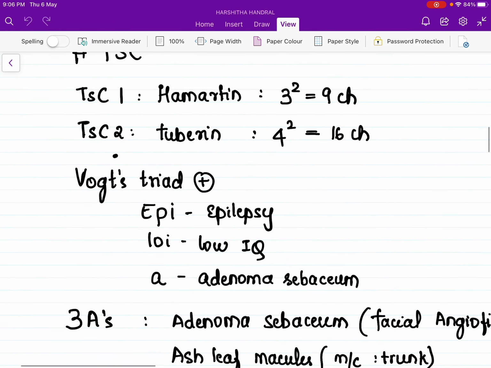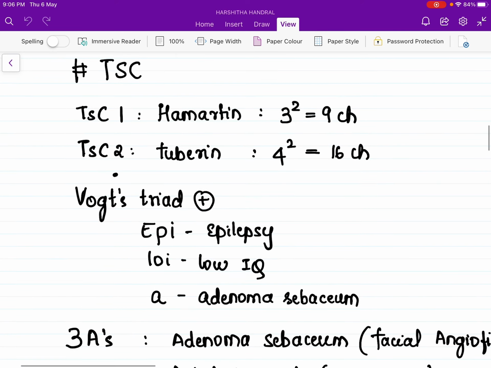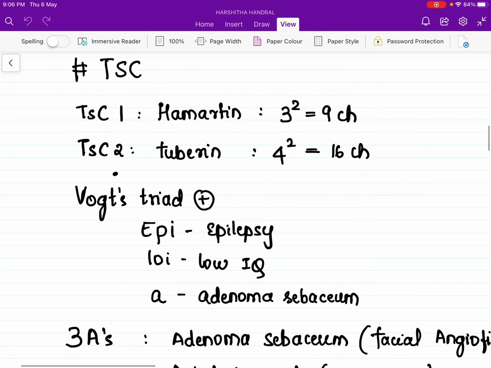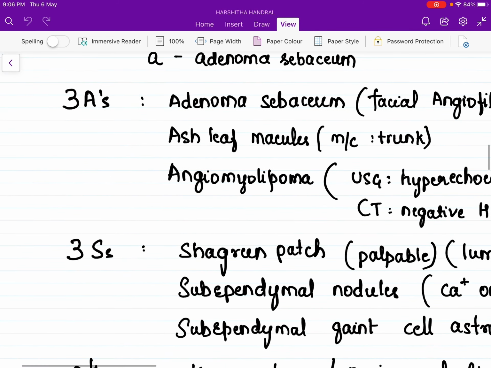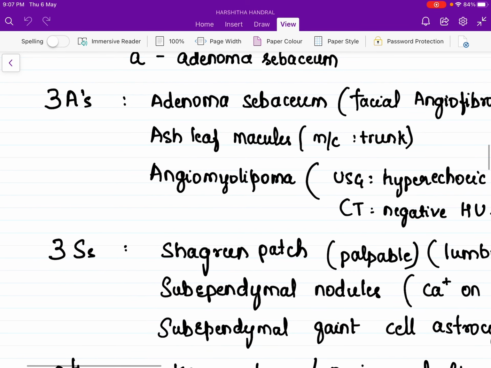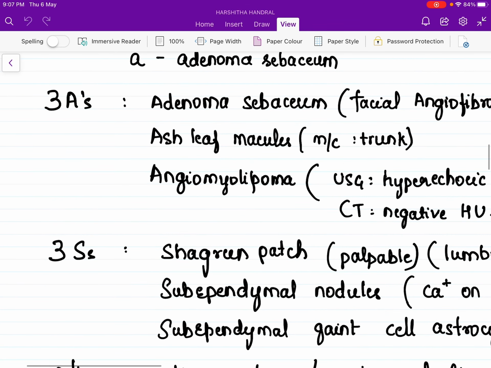Tuberous sclerosis has a triad, the Vogt triad, that is epiloia. Epi means epilepsy, loia means low IQ, and A is adenoma sebaceum. In tuberous sclerosis, there are 3 A's and 3 S's. What are these 3 A's and 3 S's? The 3 A's are adenoma sebaceum, Ash leaf macules, and angiomyolipoma.